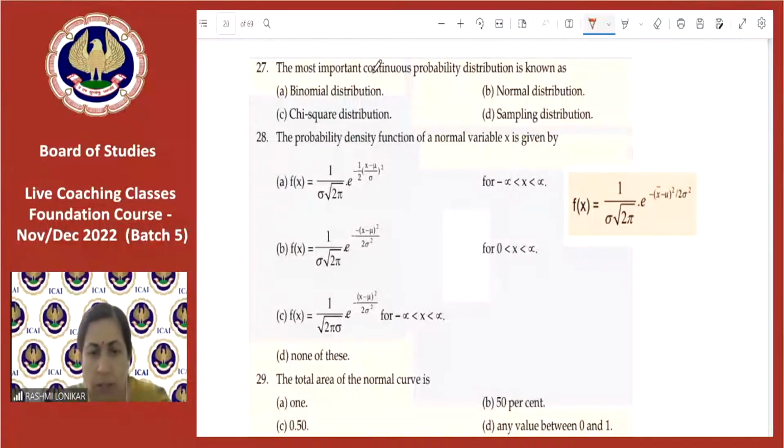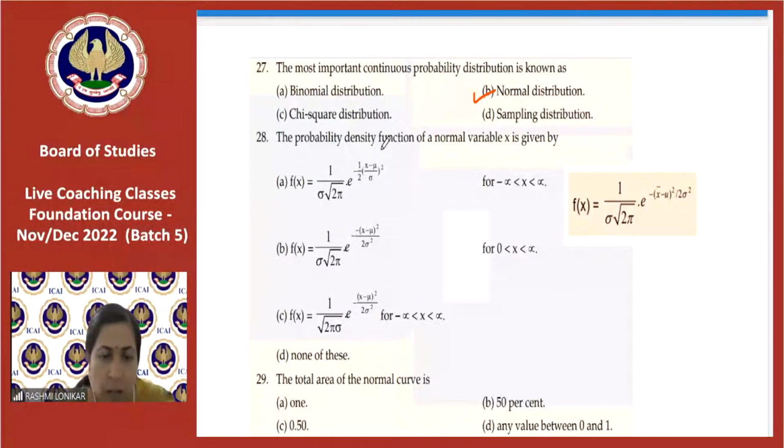Now let us see what the theory questions are. The most important continuous probability distribution is the normal distribution. This is more important than T and sampling. Then the probability density function of a normal variable is given by. Always with these questions you get so excited and then you may make a mistake of picking the wrong answer. Just read all the four options clearly, understand them and then take the correct answer. So here we know f(x) is equal to 1 upon sigma square root of 2 pi into e raised to minus (x minus mu) square upon 2 sigma square.